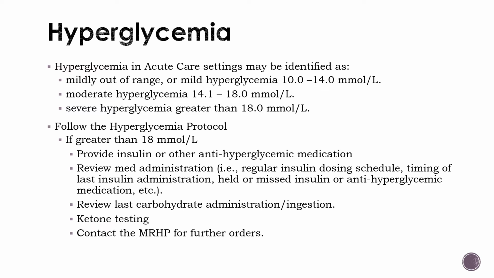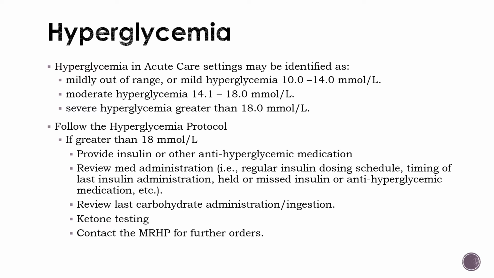So the symptoms include thirst, fatigue, dizziness, tiredness, polyuria, nausea, vomiting, blurred vision, lethargy, sweet-smelling breath, and hyperventilation. So what would you do if your patient's blood glucose level is greater than 18 millimoles per liter? Most hospitals have standardized hyperglycemia protocols, and you can follow that. Provide insulin or other anti-hyperglycemic medications as ordered and inform your buddy nurse.